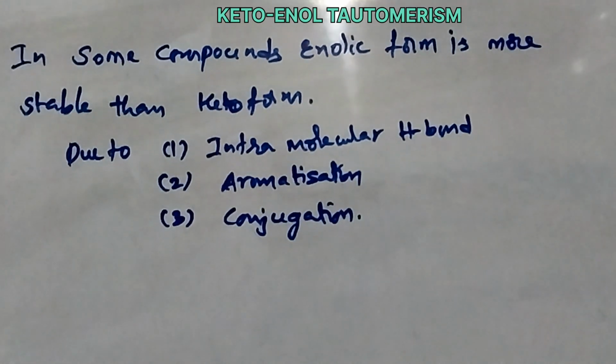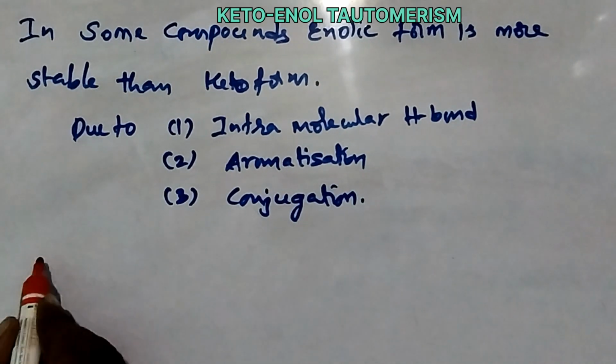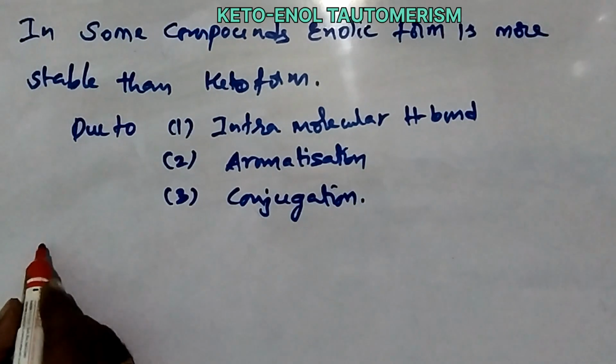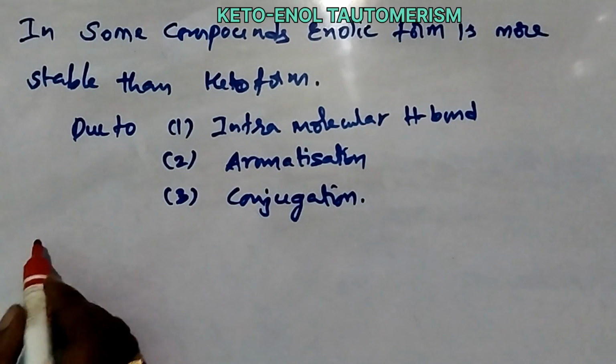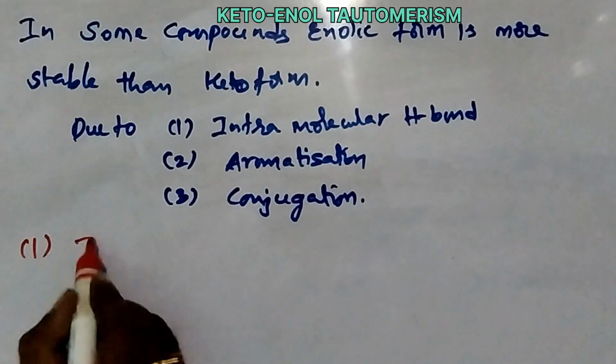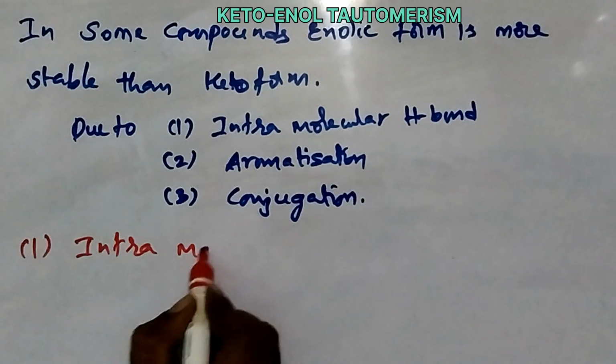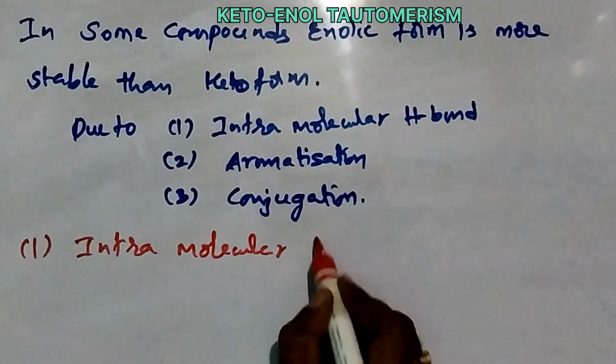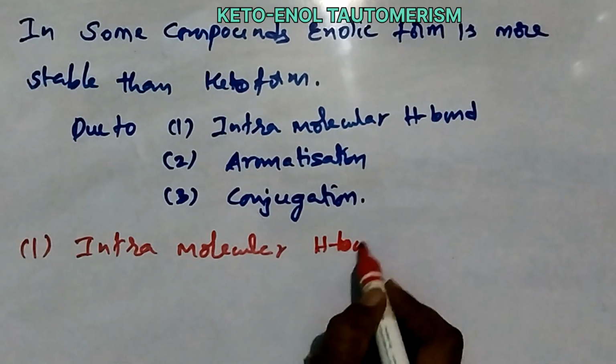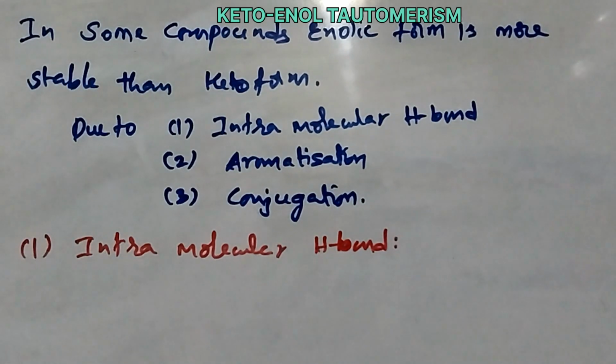So the first case we can see. Which is the first case? Intramolecular hydrogen bond. Intramolecular hydrogen bond means, as I explained in the first video, within the molecule, a hydrogen and a highly electronegative atom forming a bond. That type of bonds are intramolecular hydrogen bonds. Fine.